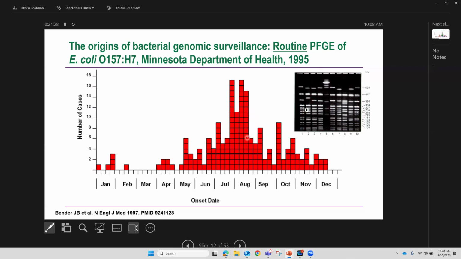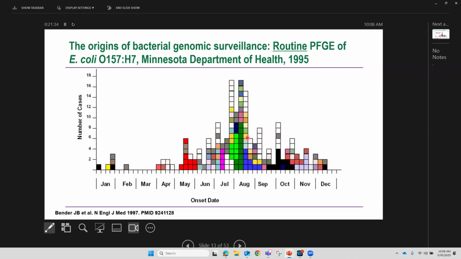If they match by PFGE, then we're going to color code them as matches on this epi curve. This is the same numbers, and all of a sudden the outbreaks basically come to life. You can see no outbreaks here. Here's an outbreak in May in red. See this bluish one here, this sort of biliary green one here. And the bottom line was they uncovered otherwise undetected outbreaks.